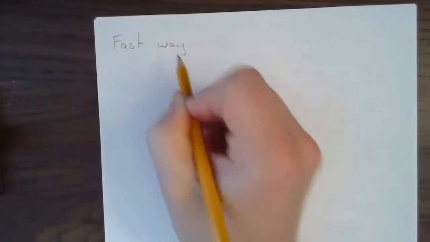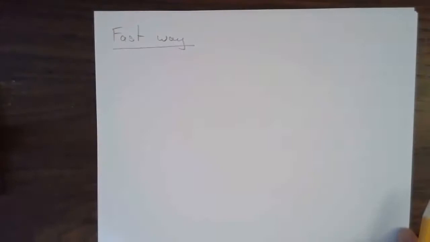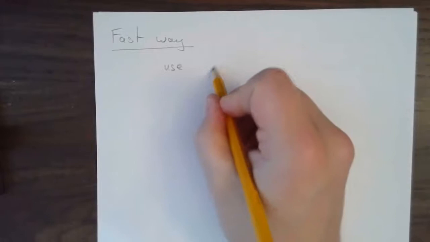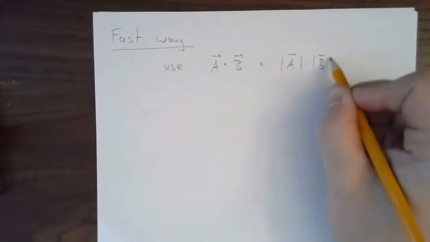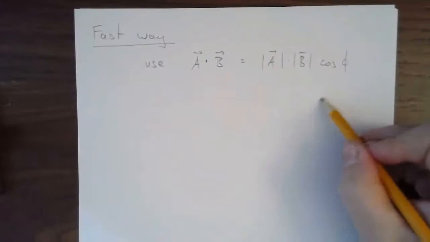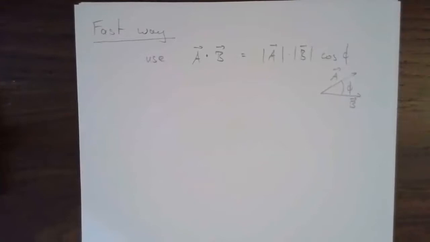The fast way. The first way, and there's the fast way. Now, the fast way relies on the dot product for vectors, right? We're going to use the fact that if I've got two vectors, A and B, that's equal to the magnitude of A times the magnitude of B times the cosine of the angle between them. Let's call it phi, right? So I've got a vector A and a vector B, and this is phi. Then this is one way to express the dot product. So let's write down energy and momentum conservation.